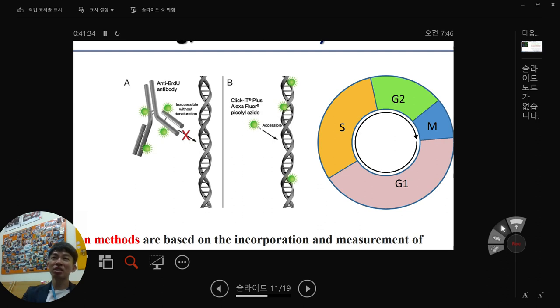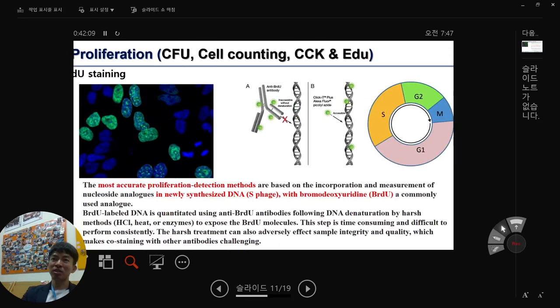But in the original BRDU assay, this dye cannot directly attach to your DNA. So we have to cleave the DNA using a certain harsh solution. So it takes time, and it's not easy to detect. That is why this expensive EDU assay can easily access the analog during S phase DNA synthesis. And because of this easy dye access, you can detect the green signal.